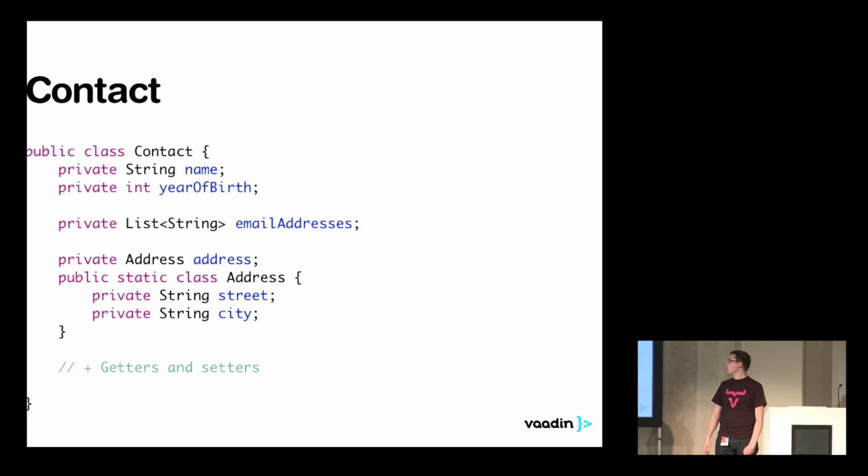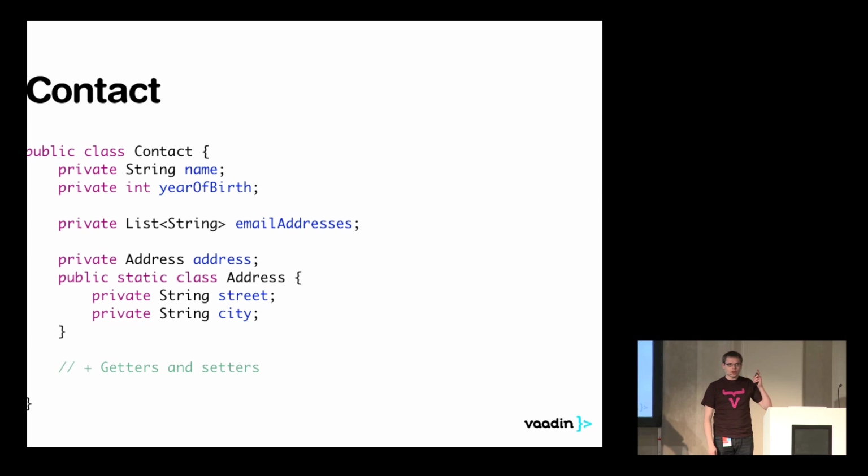We'll be looking at lots of examples using a contact class for some kind of address book application. Here you have a string name, an integer which is the year of birth, a list of email addresses, and also a street address, which for the sake of the example is embedded in a separate object. And then of course this class would have getters and setters and everything.